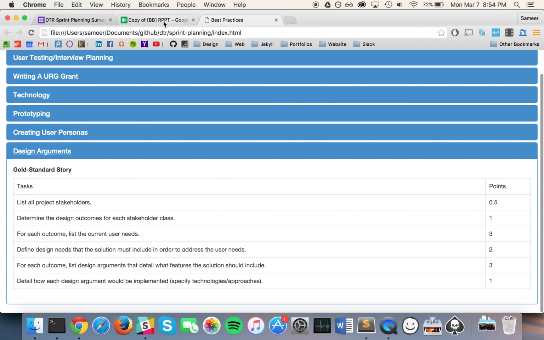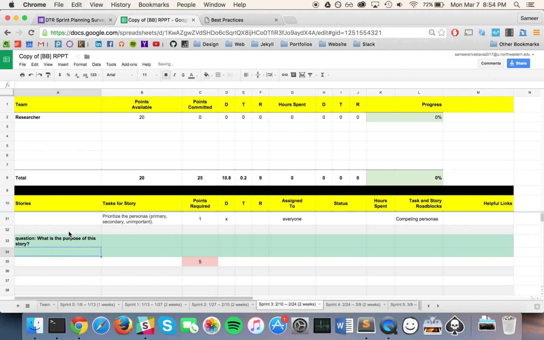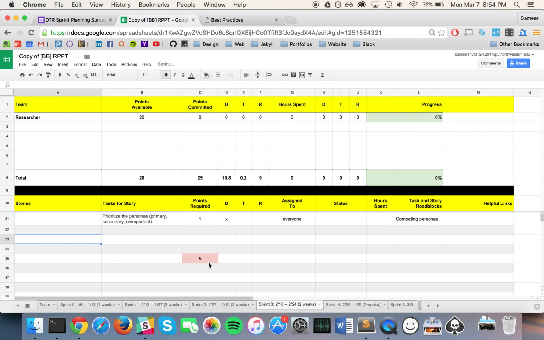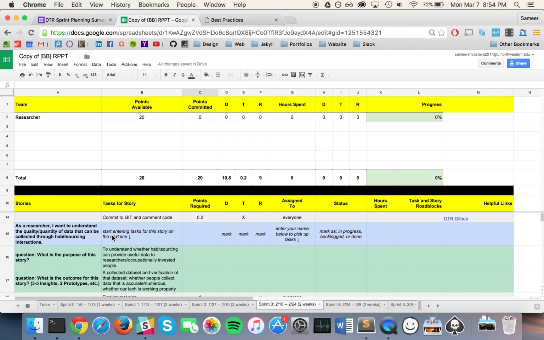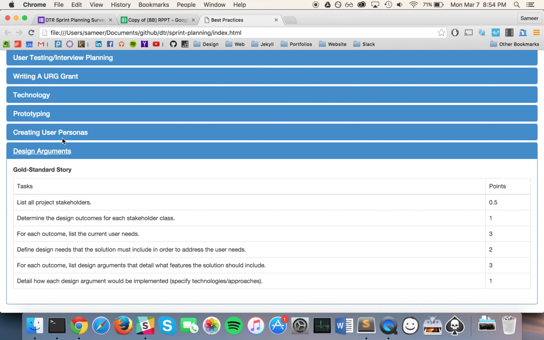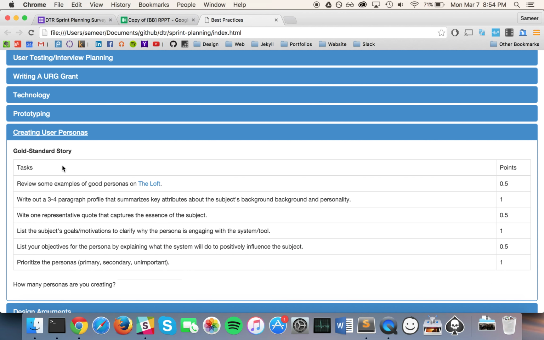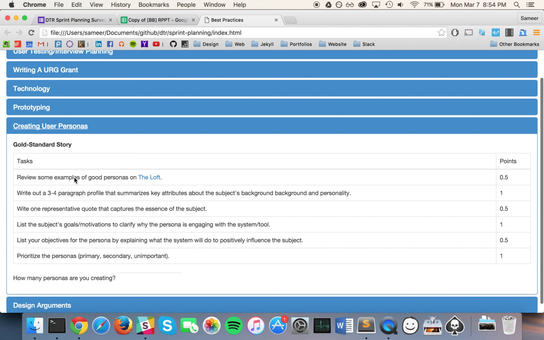Okay, so we did the testing with users. What we noticed for this was that we made them do a user testing story, and for stories that they didn't know, such as creating user personas, they really relied on the best practices sheet, which may be good or bad.